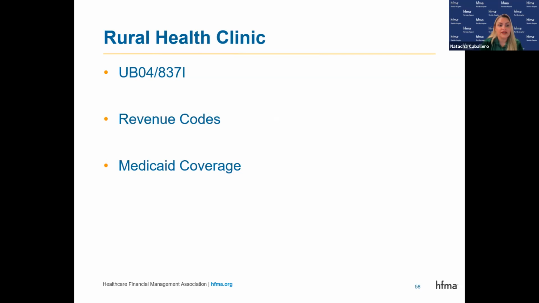So rural health clinic, UB04 or the 837I is the standard form. Services are rolled up into revenue codes like 520 and 522. Each state's Medicaid plan defines how it will pay for the services provided at an RHC, or rural health clinic. Therefore, Medicaid billing for RHCs is often a unique and complex story. It is important to contact the state Medicaid office and obtain basic information on its billing requirements for RHCs.